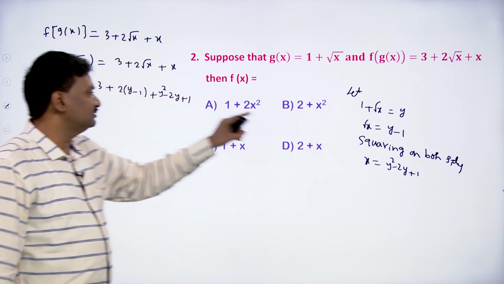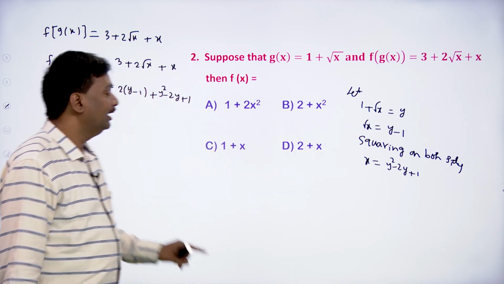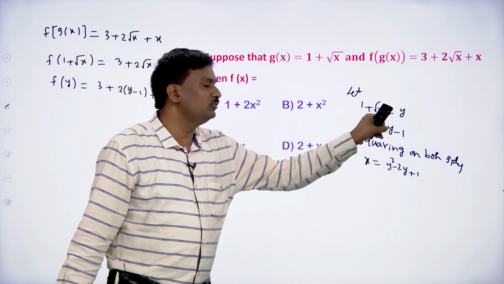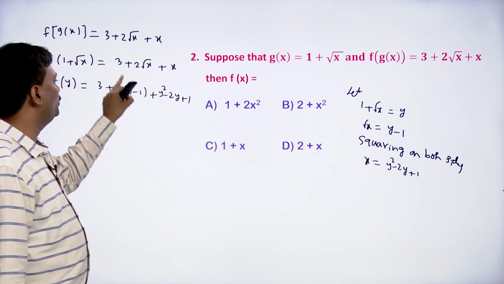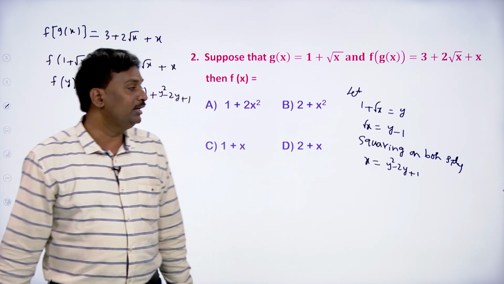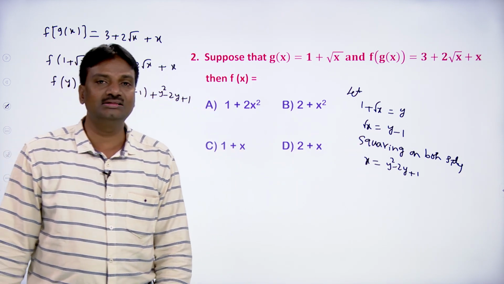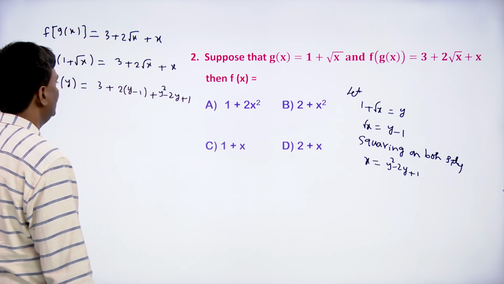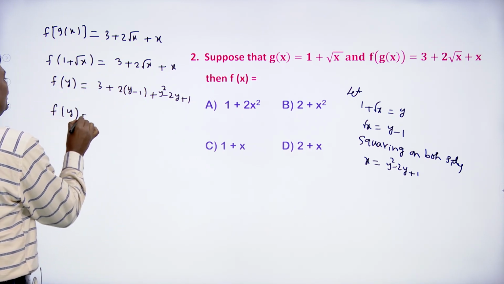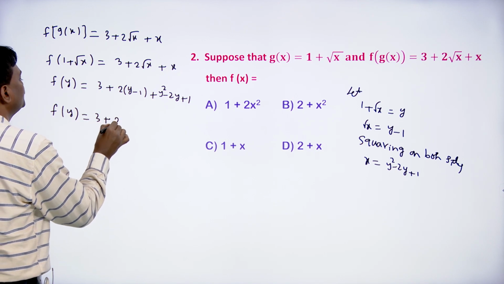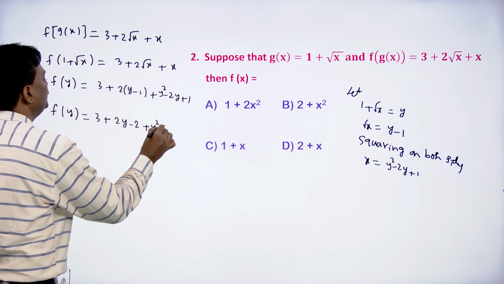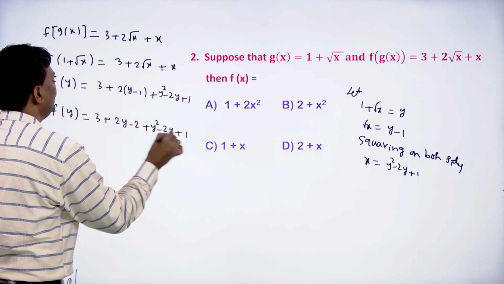So f of, in place of 1 plus root x, by writing y, f of y equal to 3 plus 2 into root x. In place of root x we can write y minus 1, 2 into y minus 1 plus x. In place of x we can write y minus 1 whole square, that is nothing but y square minus 2y plus 1. So by simplifying this you will get f of y equal to 3 plus 2y minus 2 plus y square minus 2y plus 1.